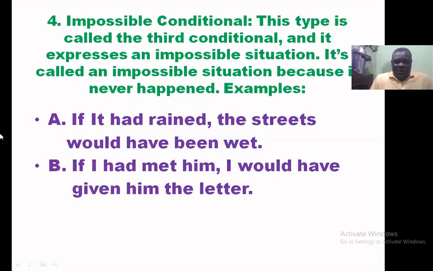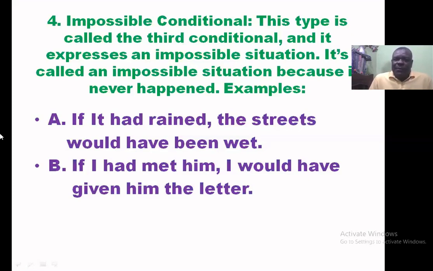So if we are talking of a real situation that happened, we will be talking of two events that happened in the past. And the one we use the past perfect to express will be what we refer to as the past in the past. After it had rained, the streets became wet. So it's a past in the past. We are talking of two events that happened in the past.